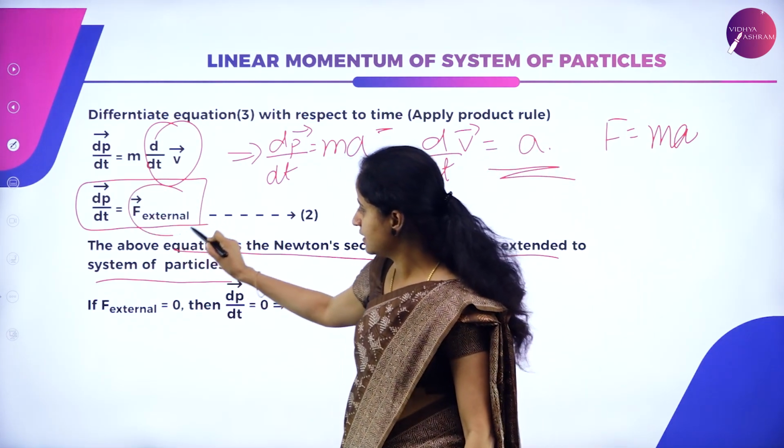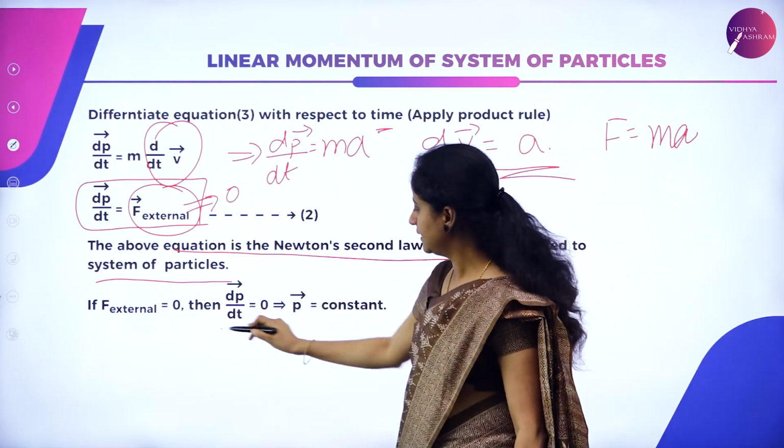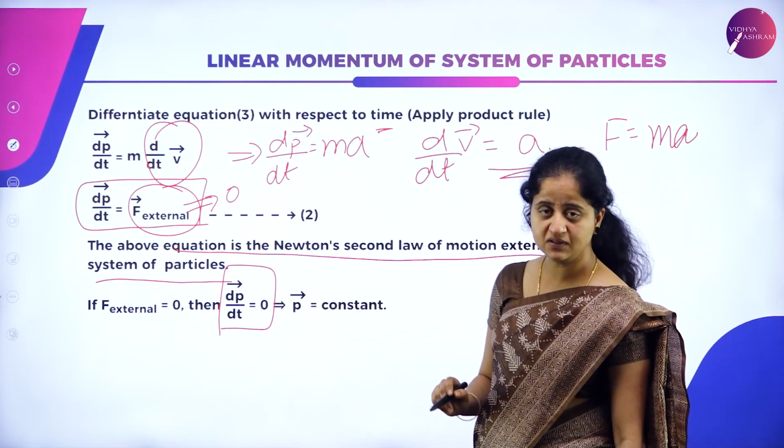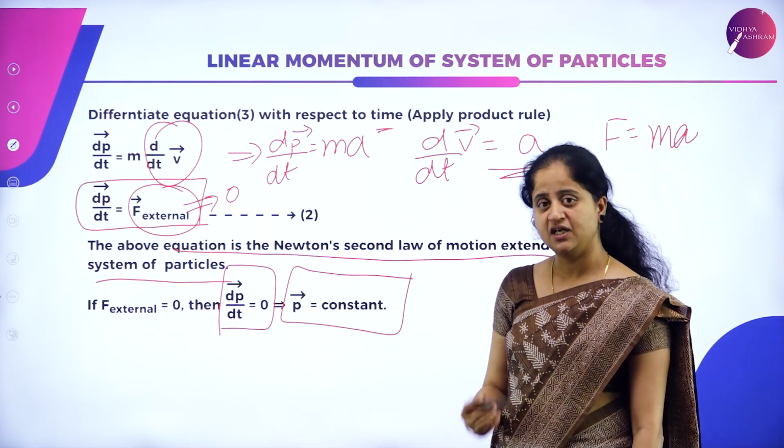What if this external force is 0? If this term becomes 0, we will get dP by dt is equal to 0, which means the total momentum of the system remains constant.